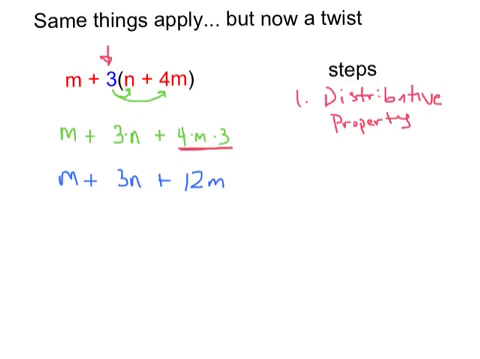And so now once we distribute, we're going to go ahead and simplify using everything that we just learned about like terms. So the only difference between part 1 and part 2 is, first of all, we need to use the distributive property.